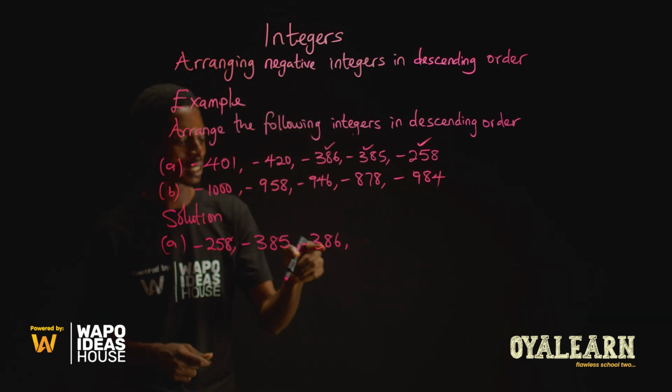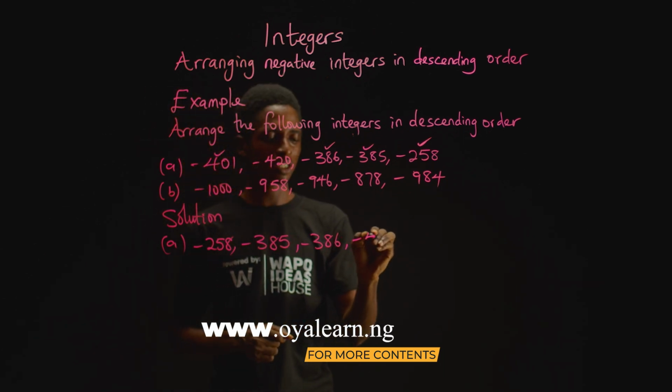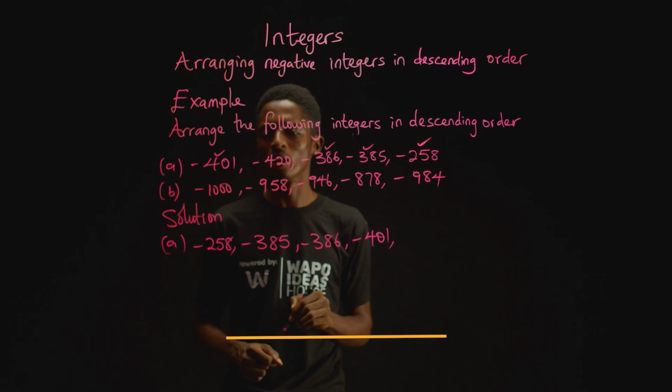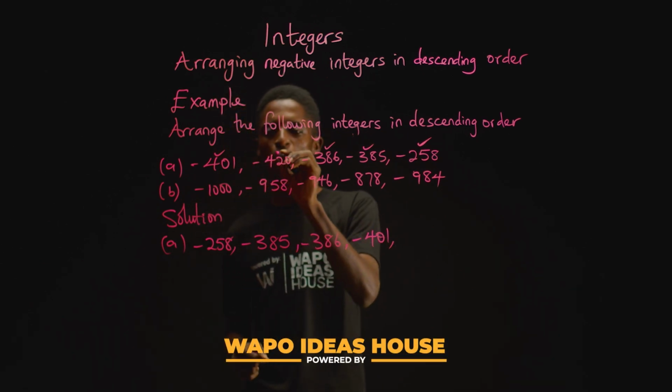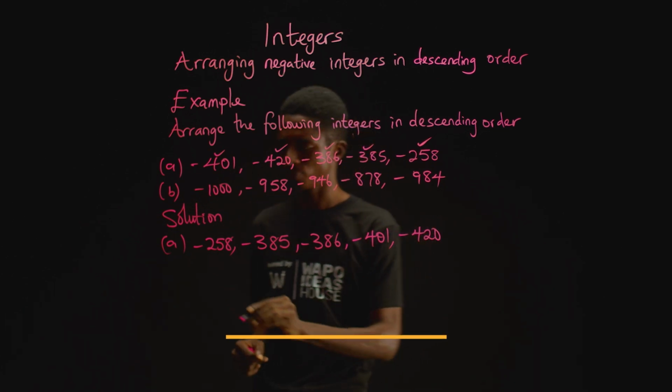Following up with minus 386 is the number minus 401. And then finally in this group we have minus 420.